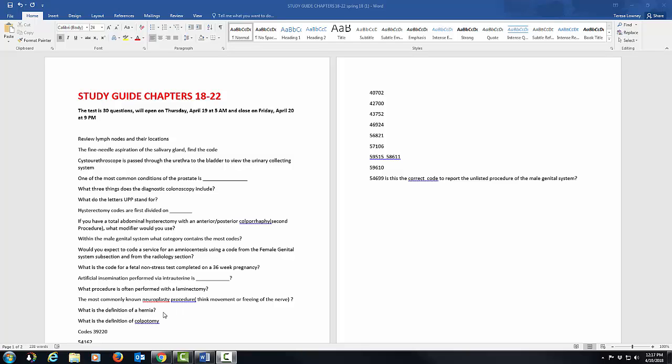What is the definition of a hernia? The definition of colpotomy? And then there's a whole bunch of codes for you to look up, including the 54699. Is that the correct code to report an unlisted procedure of the male genital system?